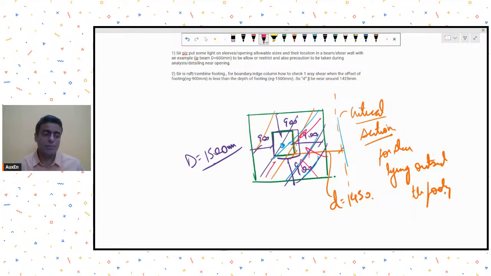So the column is providing enhancement or strengthening to this zone till a distance d. Therefore, we check at a distance d away, and then beyond. So if my section for critical shear is lying outside the footing, that means for my entire footing I need not check for one-way shear. It is safe, and the presence of the column will enhance its strength, and I need not be very worried about it. That is the physical meaning. Is that clear? Very nice. So this was his question.